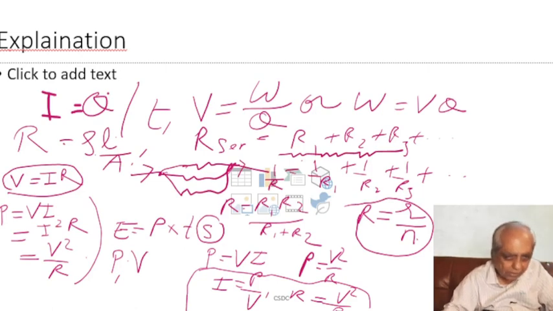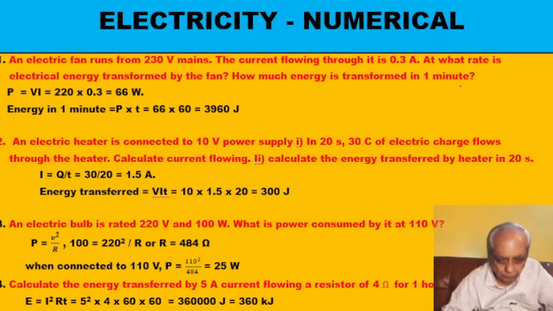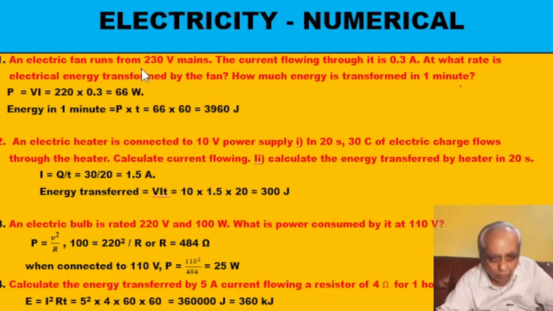Okay, so now we'll go to numericals. The first numerical reads: an electric fan runs from 230 volt mains. So my V is 230 volt. The current is 0.3 ampere. So I have been given the potential difference and current. At what rate is energy transformed by the fan?